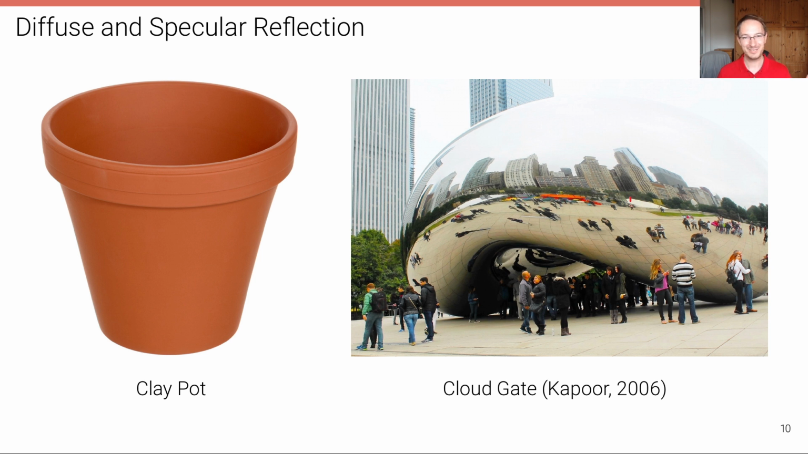On the other extreme are completely mirroring surfaces that are like a mirror. And here's an example. This is the so-called Cloud Gate. If you have been in Chicago, you have probably seen this. It's in the Millennium Park, and it's an art installation from Kapoor from 2006, and quite impressive.